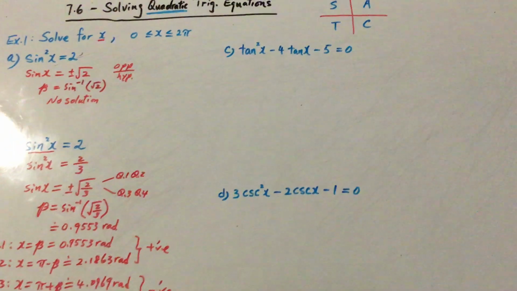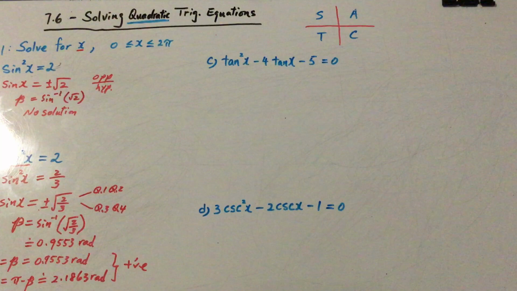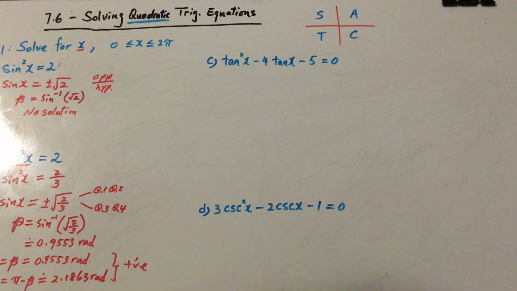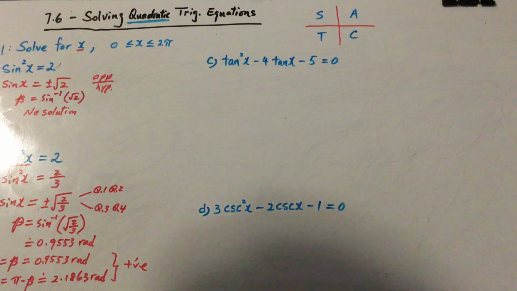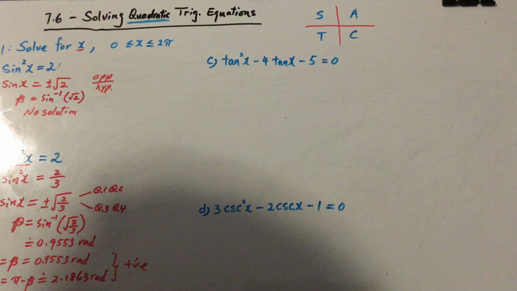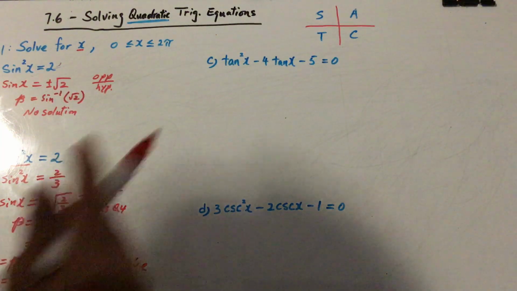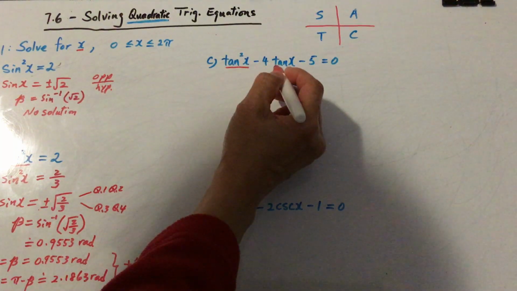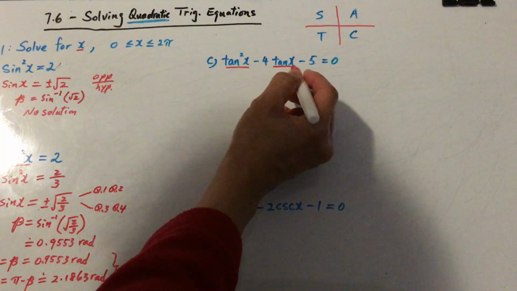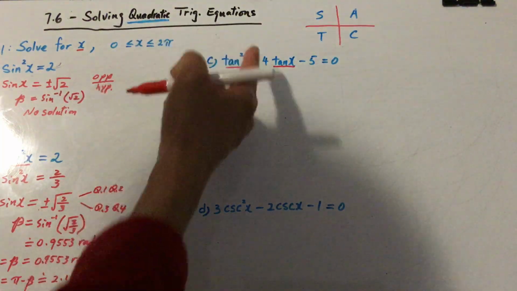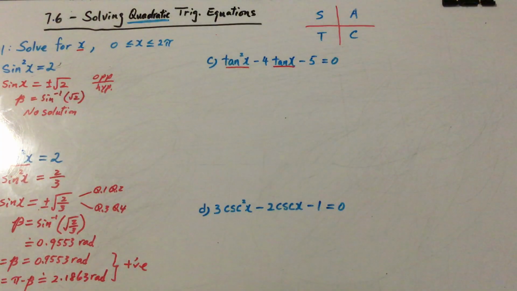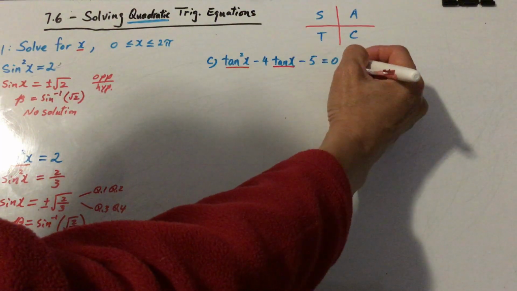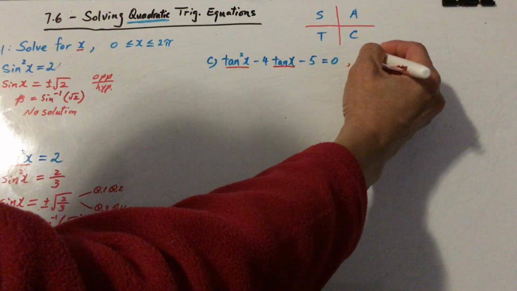And now let's continue working on example C, where you have tangent squared x minus 4 tangent of x minus 5 equal to 0. Because you have a tangent squared x and a tangent x there, you can look at whether you can use one of the strategies that I showed you before.